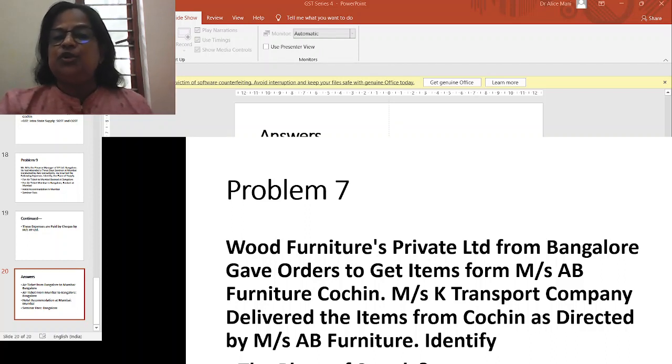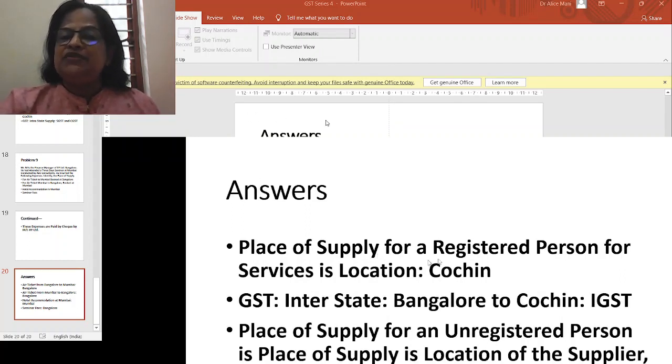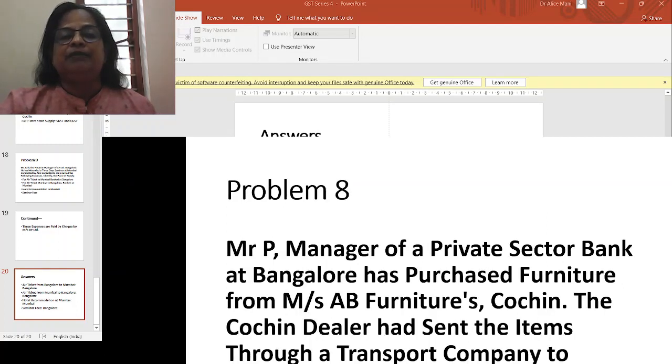So here the transport company is involved. Place of supply for a registered person for services is location, that is Cochin. So GST will be interstate, Karnataka and Cochin, Bangalore to Cochin. So that is IGST will be applicable. So third question is unregistered. Place of supply for an unregistered person is the location of the supplier, that is Bangalore. Then GST will be intrastate. CGST and SGST will be applicable within Karnataka.